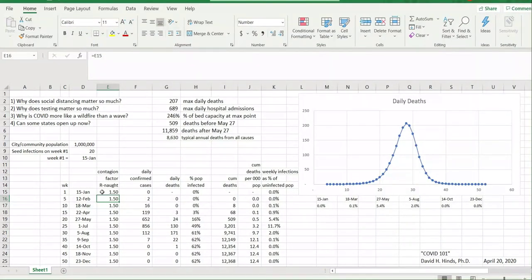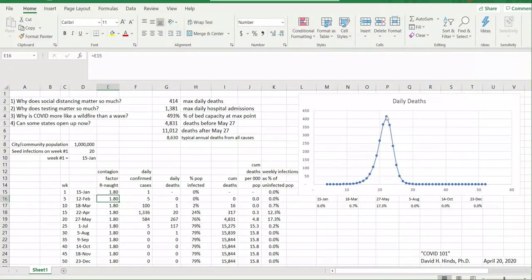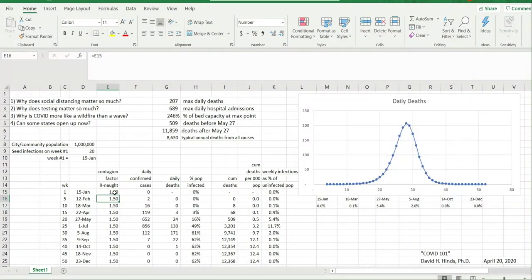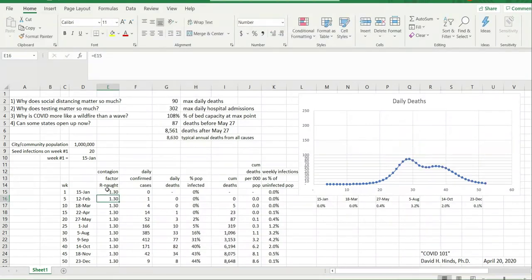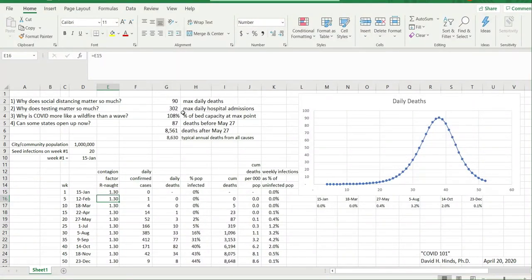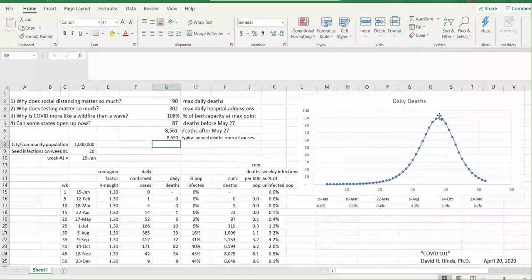You're still overloading your healthcare system, and you are delaying it a bit. The peak here is at week 28 versus before the peak was at week 22. All right, so let's take it down even more. Let's take it down to where the flu normally is, 1.3. You still have the surge. It's not as bad, but it's still bad, 108%. You still have more deaths, equal to the number of deaths normally from all causes, but now you've extended it out to week 38. Actually, based on this, out in September.